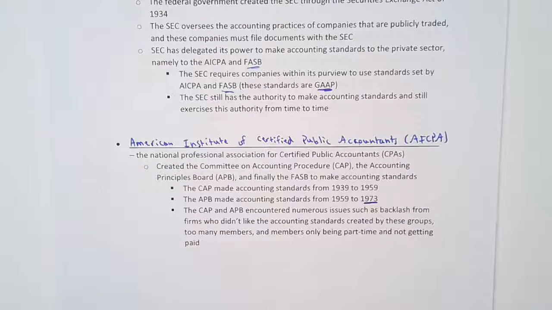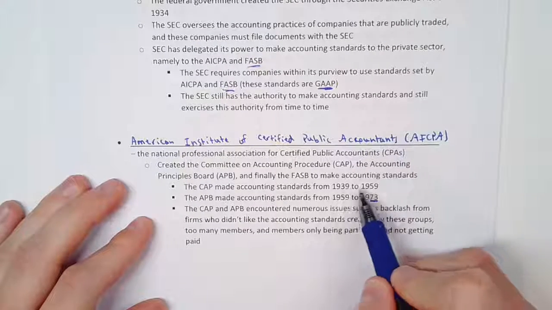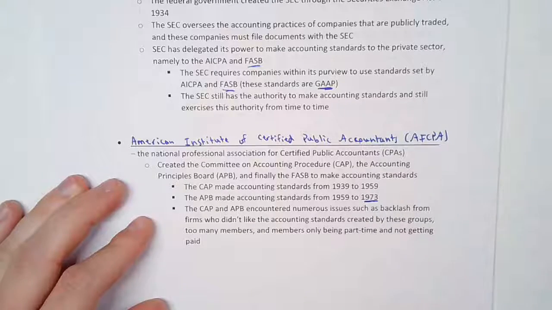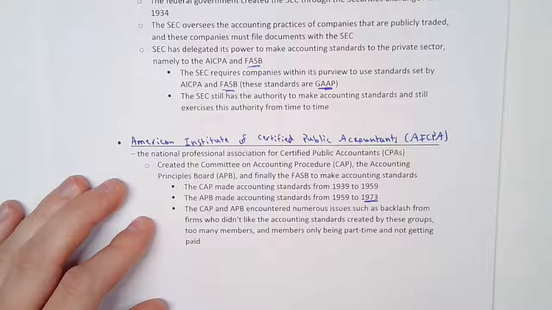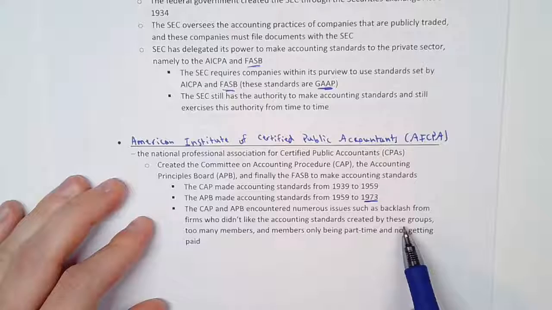All right. And so, as you can kind of see here, the CAP and the APB combined only had about a 34-year run, not really all that long. And the reason for that is because these organizations encountered numerous issues when they were formed and when they were actually operating, such as firms who didn't like the accounting standards that were created by the APB and the CAP.